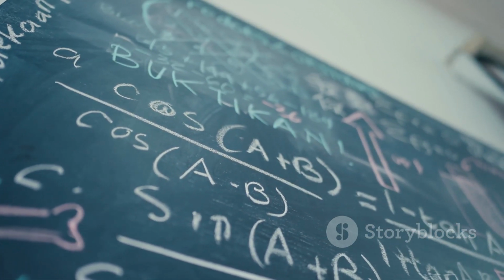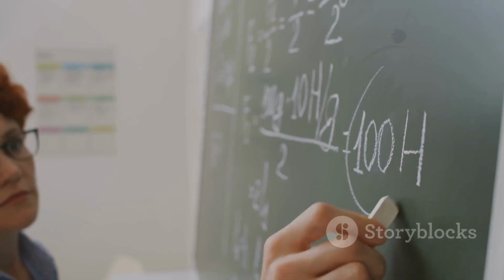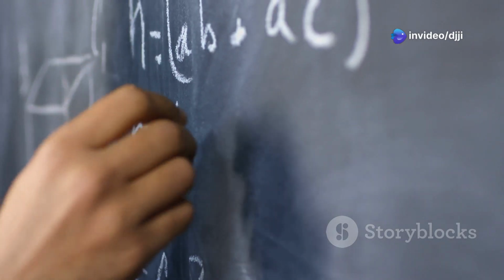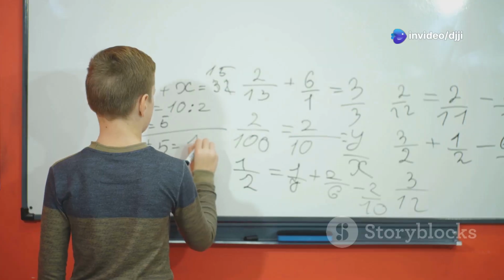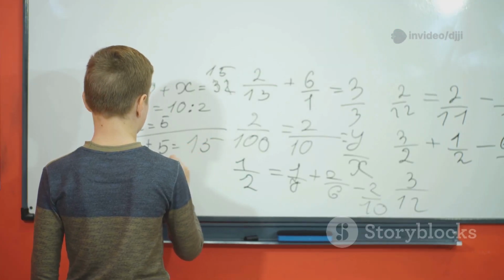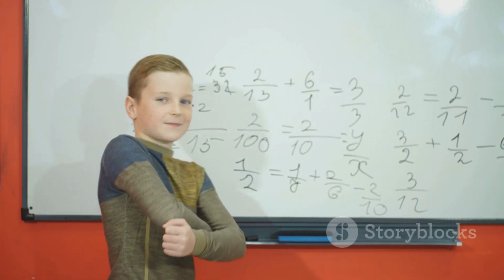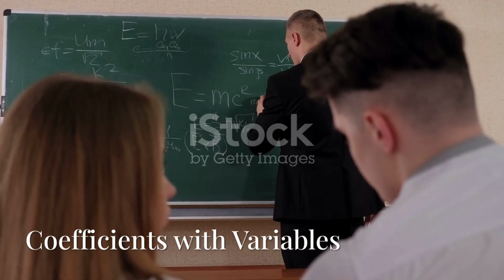Alright, let's start with basic variables. For example, let's factor x squared minus 16. First, recognize that x squared is a square and 16 is 4 squared. Now we apply the formula: x squared minus 4 squared equals the product of x minus 4 and x plus 4.